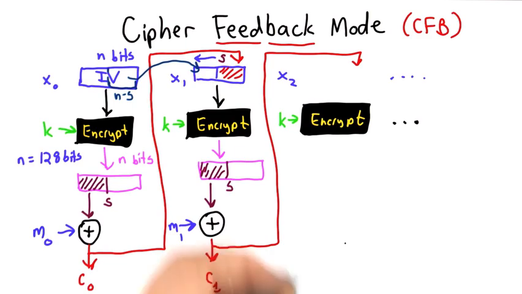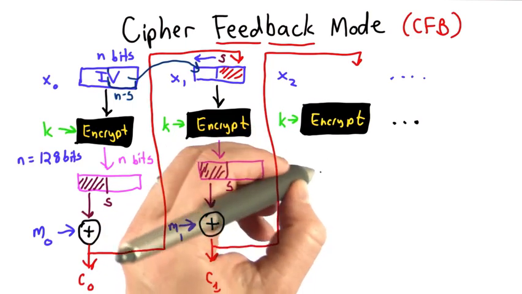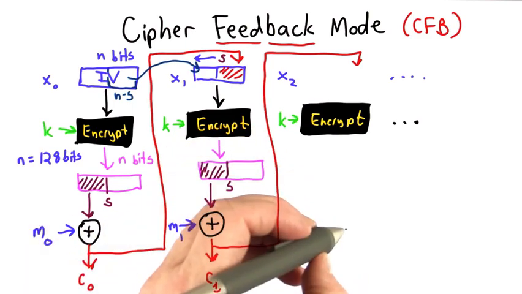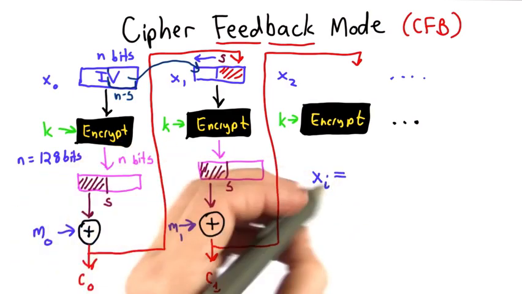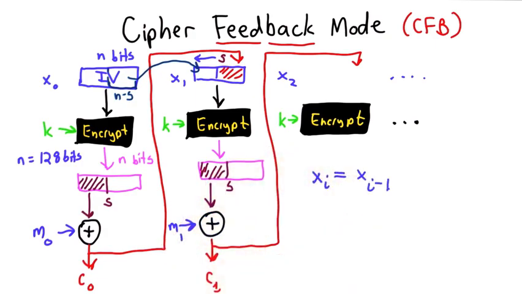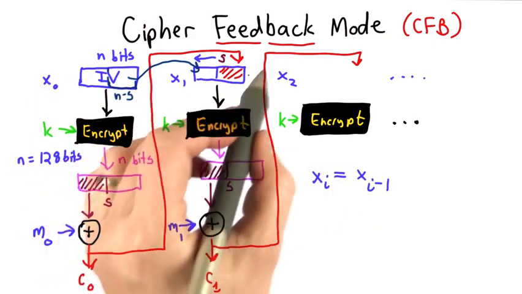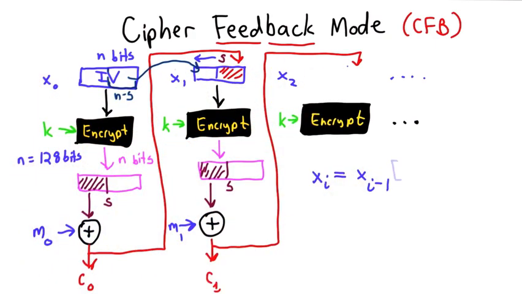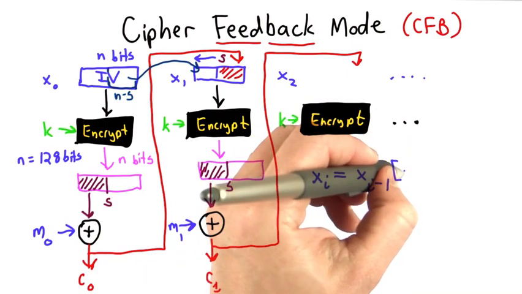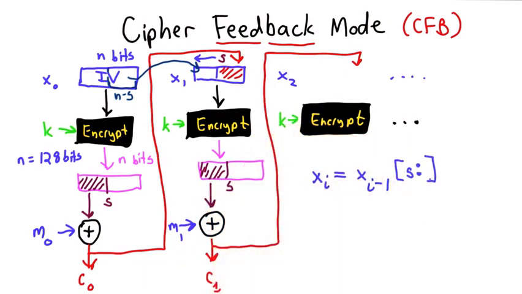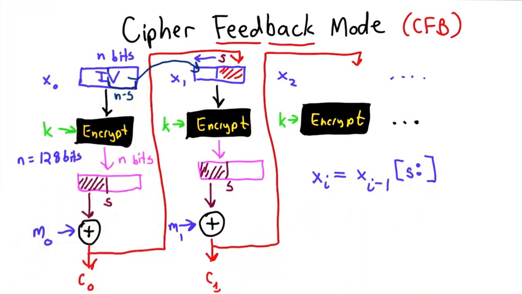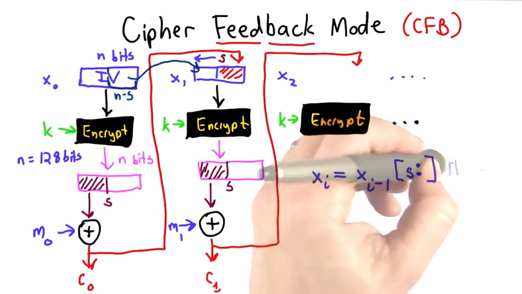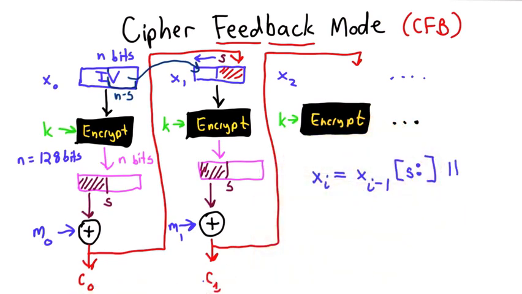So we can describe that process. First, we'll describe what happens with x values. So value xi is the result of taking the previous value, xi minus 1, the left value of xi, taking from position n minus s to the end. I'm going to use Pythonic notation for this. We're taking from position s to the end of the previous value of x, and we're concatenating that with the value of the previous ciphertext. So this is defined as a recurrence.